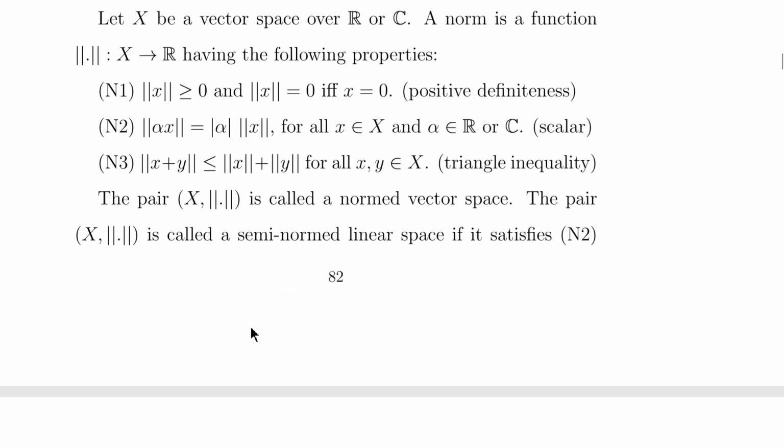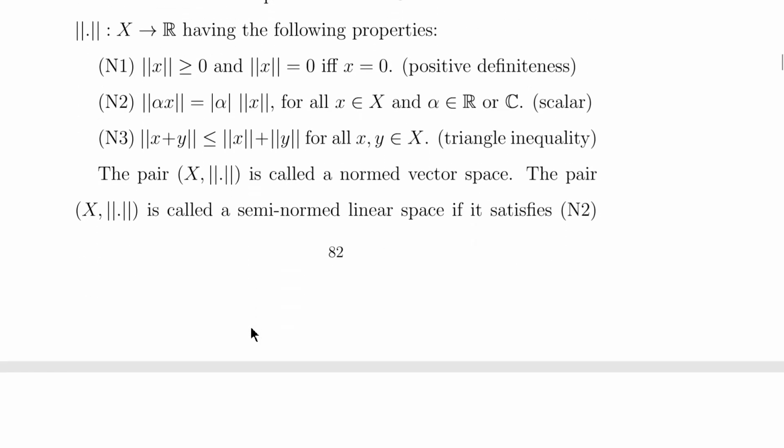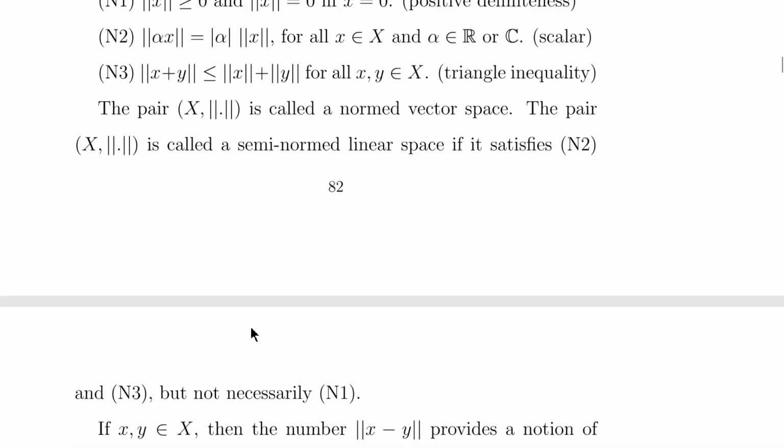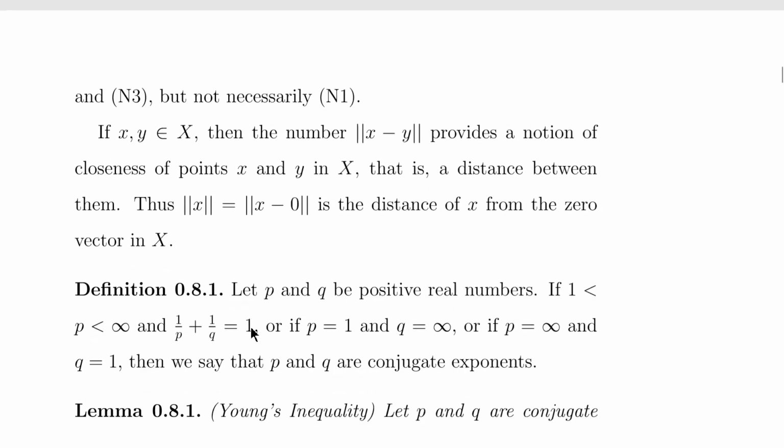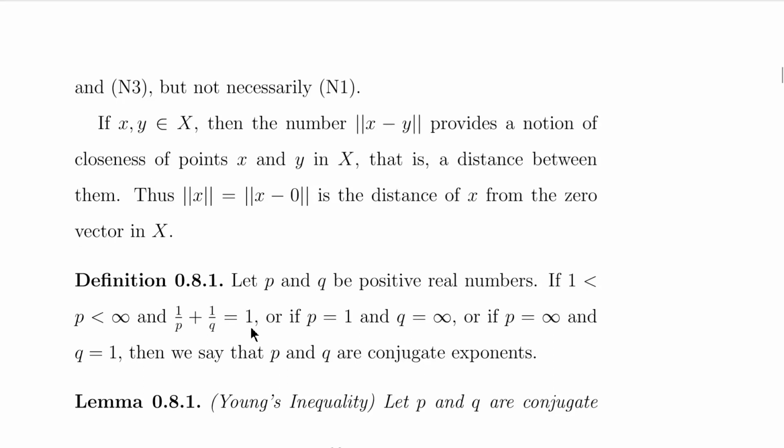The pair is called a seminormed space if it satisfies the second and third properties, but not necessarily the first property. If x and y belong to the vector space X, then the number norm of x minus y provides a notion of closeness of the points x and y in X, that is, a distance between them. Thus norm of x is equal to norm of x minus 0, the distance of the vector x from the zero vector in X.